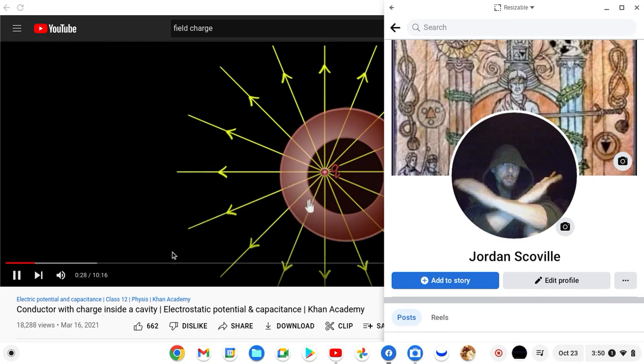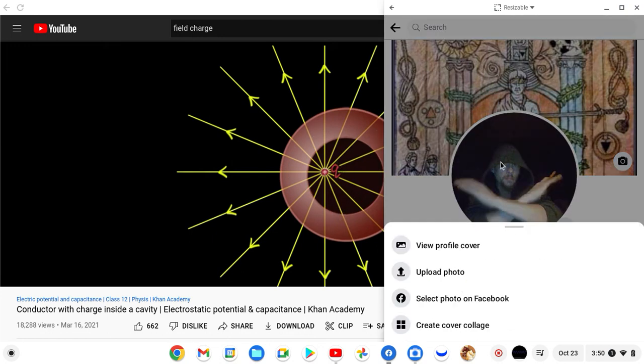As a result of that, electrons will get sucked in, and so there will be some negative charge getting induced right over here. As a result of that, there will be some positive charge getting induced on the outer surface. And as a result of that, our electric field is going to get modified.